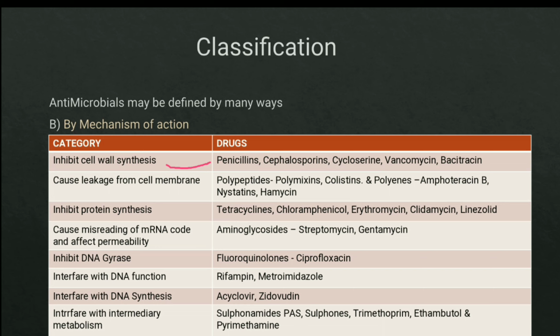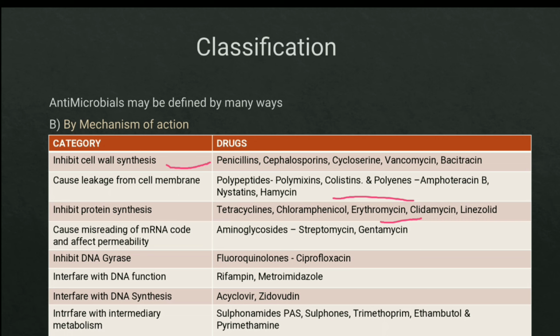After that, these drugs which are polypeptides, in polypeptides we have polymyxins, colistins, and in polyenes we have amphotericin B, nystatin, and hamycin. So these cause leakage from the cell membrane. Okay, tetracycline, chloramphenicol, erythromycin, clindamycin, linezolid, they inhibit protein synthesis.